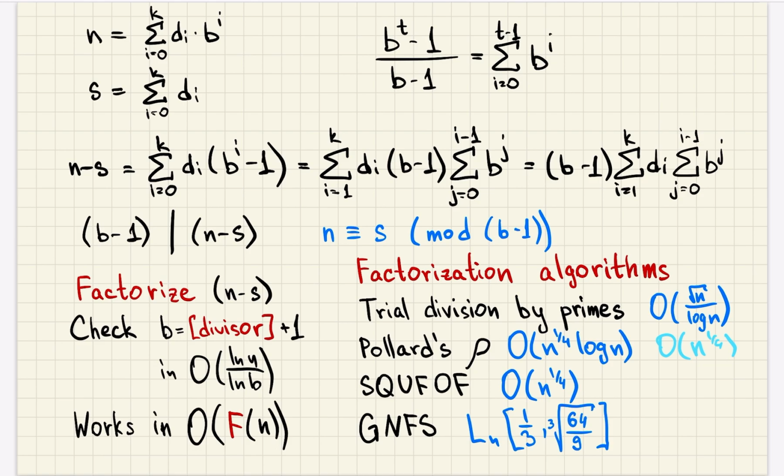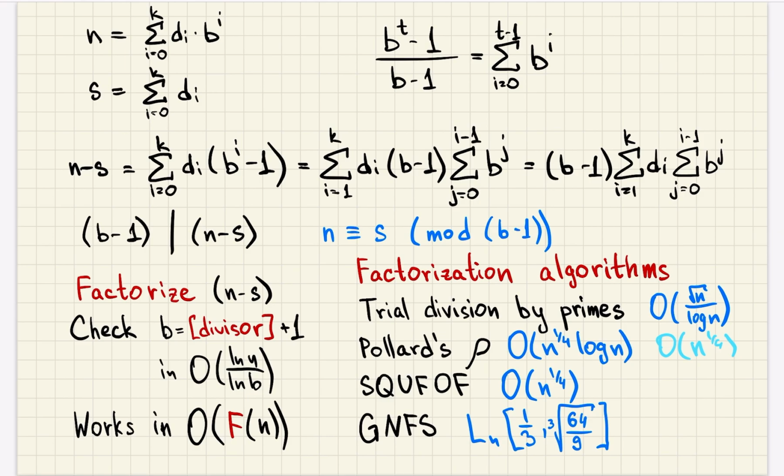For example, we can say that this thing is an integer if b is an integer, right? So b to the power of t minus 1 is divisible by b minus 1. So our n minus s is a sum of something where each summand is divisible by b minus 1. But then all of it is divisible by b minus 1, right? We can actually write it like that.